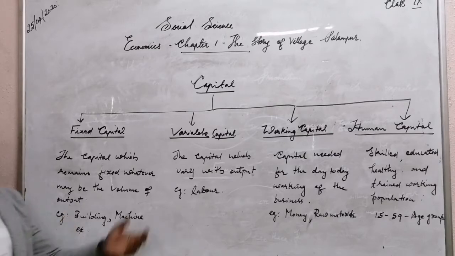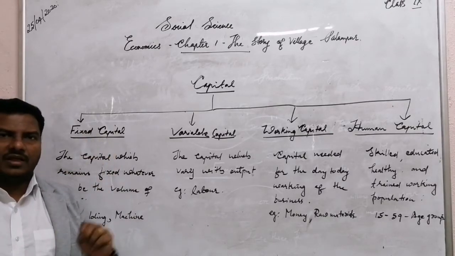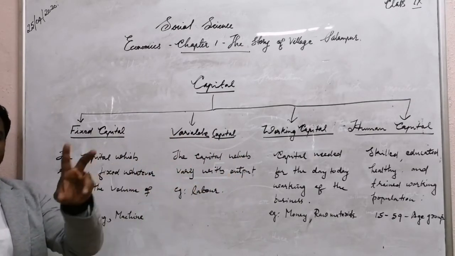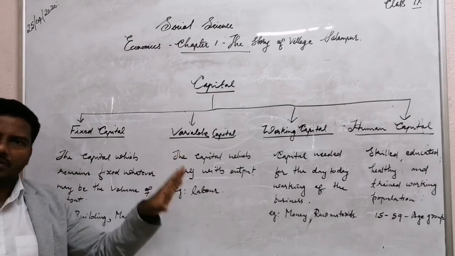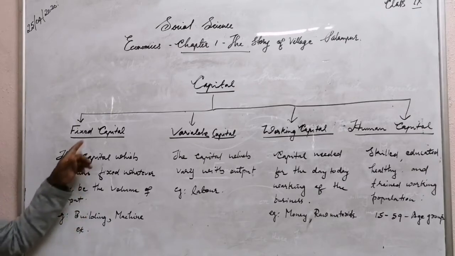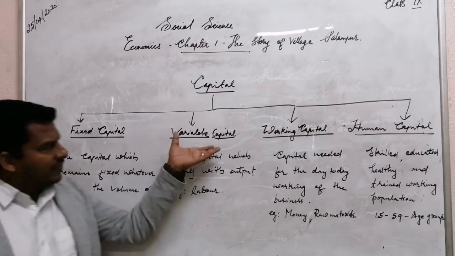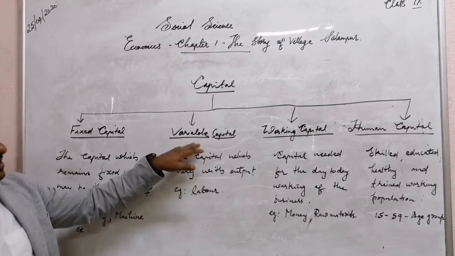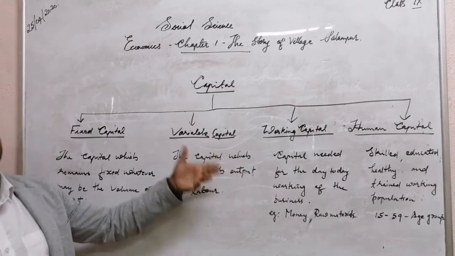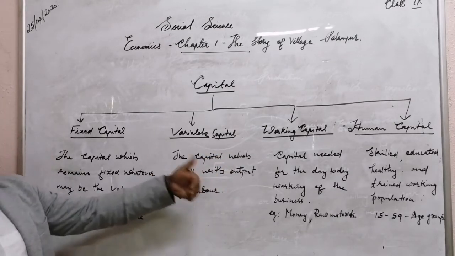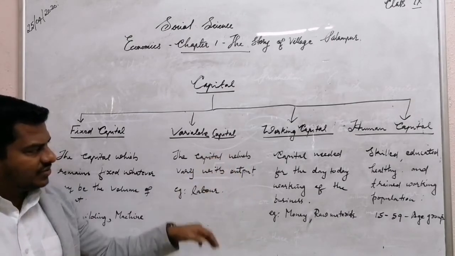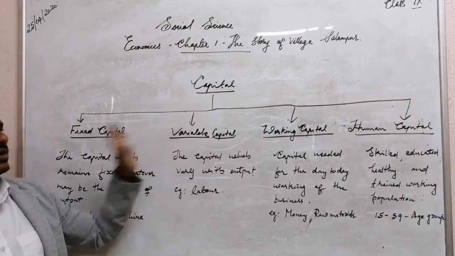For example, in our school there are two buildings. Whether the number of students is 500 or it increases to 1000, the number of buildings will remain two. That means this fixed capital is known as fixed capital. But when we come to variable capital, this is capital which varies with output, it will change according to output. That means when output increases, this capital will increase. When output reduces, we have to reduce the capital.